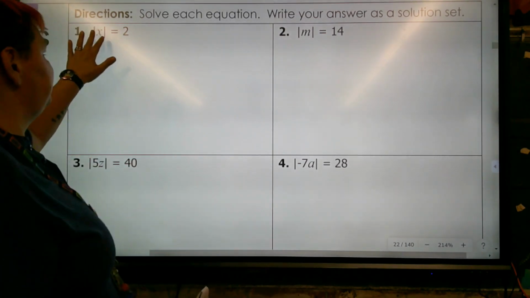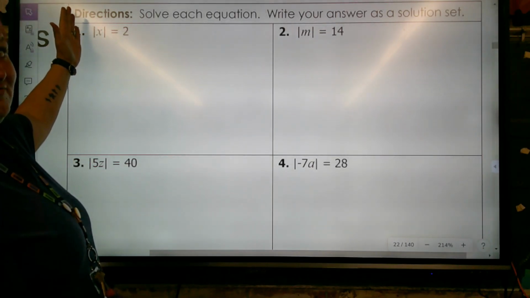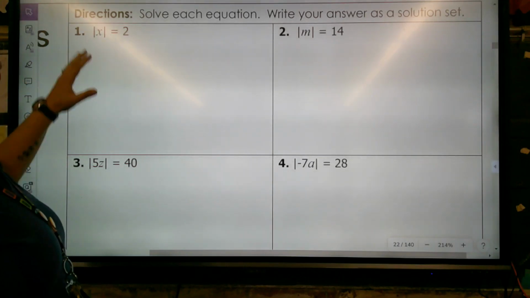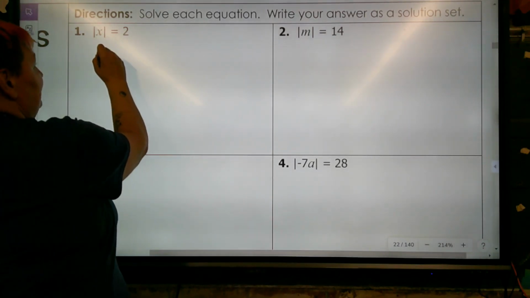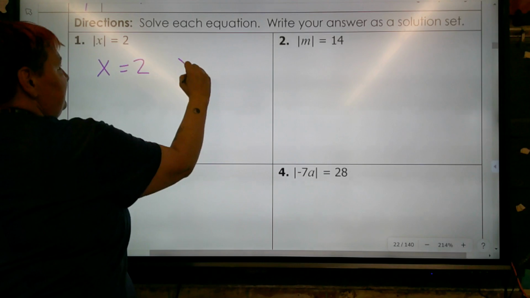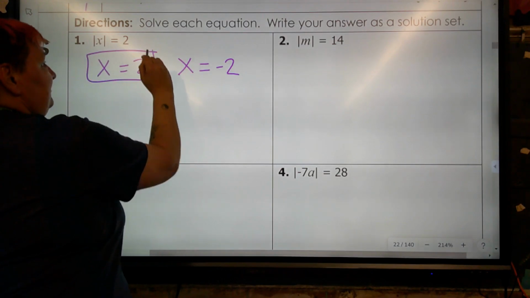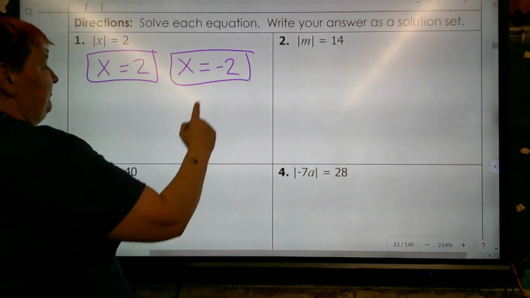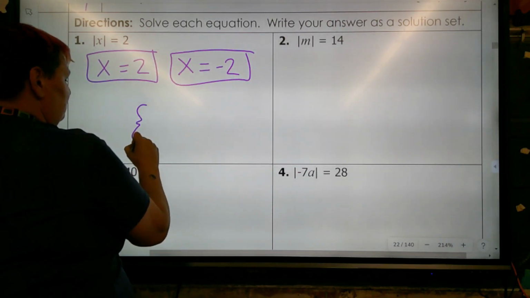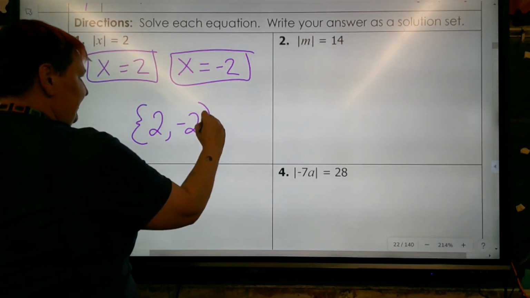So step 1 is to make sure the absolute value is isolated. There is nothing in front of the absolute value bars, and there's nothing after the absolute value bars. That's what it means to be isolated. Then you just set the inside equal to the positive version and the negative version of the answer. That's it. You set it to the positive and the negative. But remember, it said to write it as a solution set, which would be either 2 or negative 2. Those are your possible answers.